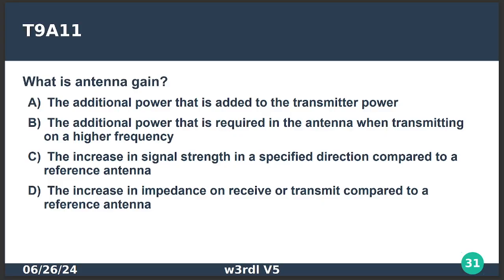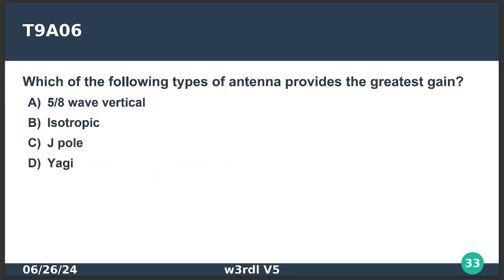What is antenna gain? I'll let you all read them. What is antenna gain? C, the increase in signal strength in a specified direction compared to a reference antenna. And what is your normal reference antennas? Dipole, isotropic. Yeah.